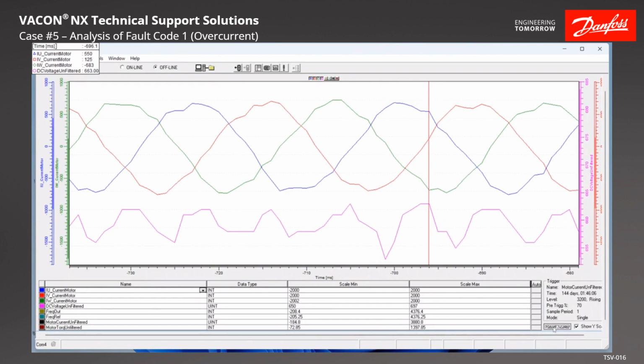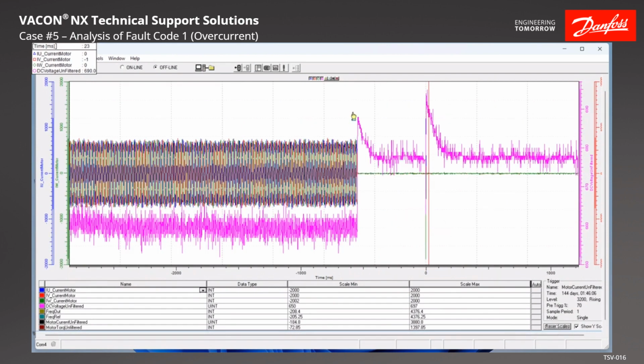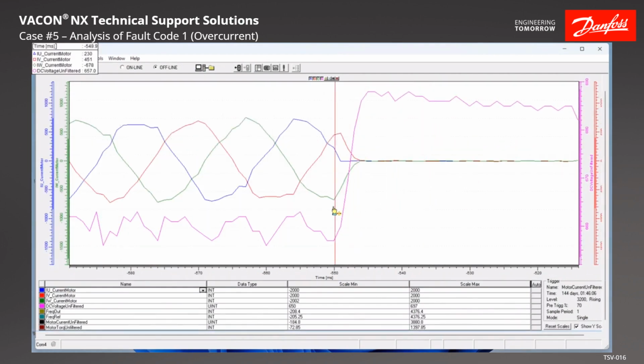So let's bring our scales back. What happened right here? So we take a look at that. The drive didn't trip, it just stopped outputting current. It's just going through and all of a sudden it stops outputting current. So then we have to ask ourselves, what would stop the drive from outputting current?